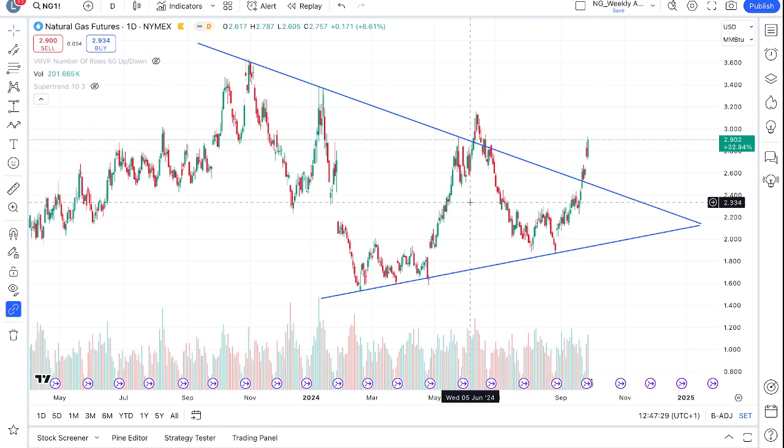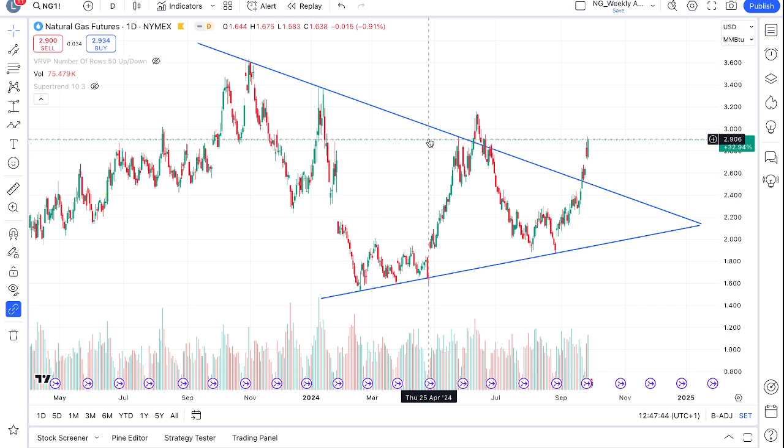So even with this symmetrical triangle, if you look at the targets, we are looking at roughly early $4.